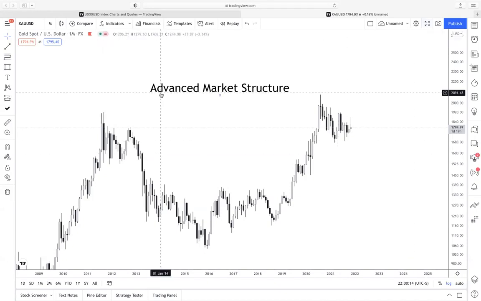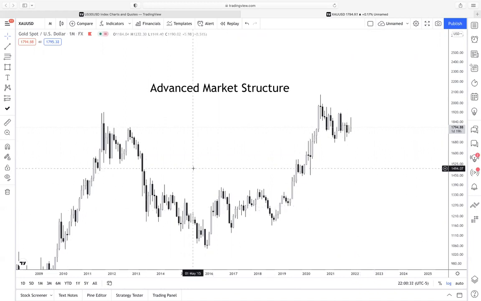In this video, we're going to be going over advanced market structure. Now, I want you guys to watch this video two to three times, as many times as you need. Get your pen and notepad out, because this will single-handedly be one of the most important videos in the course, tying this in with liquidity.